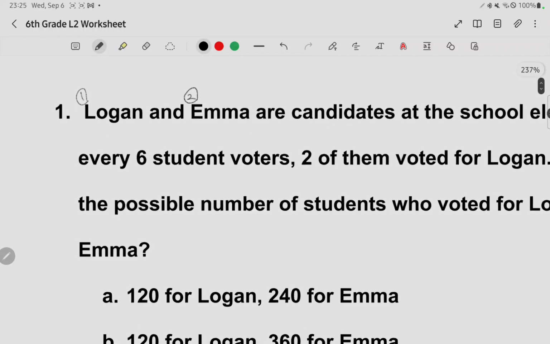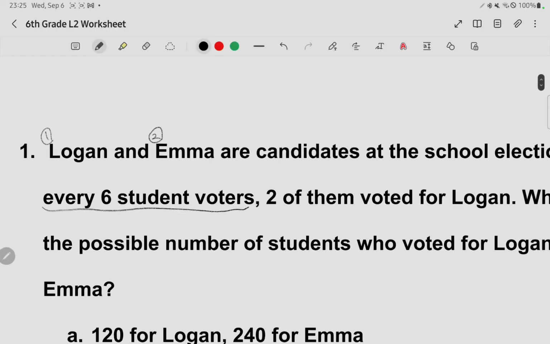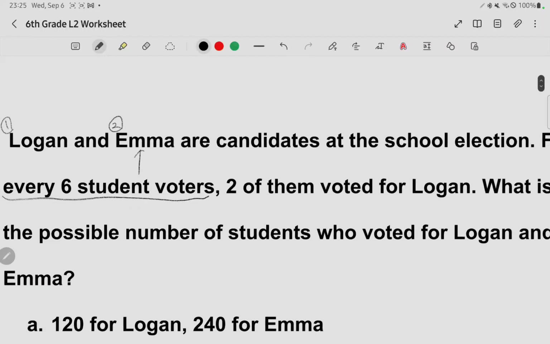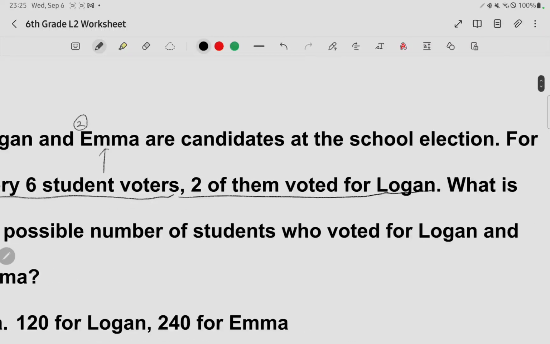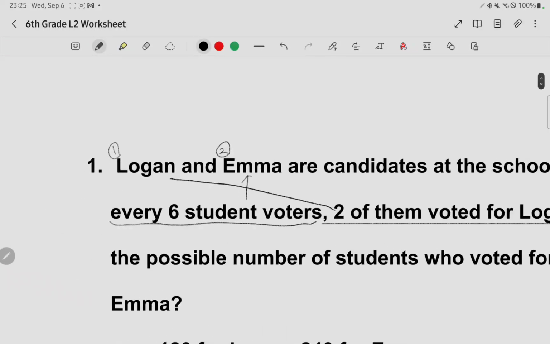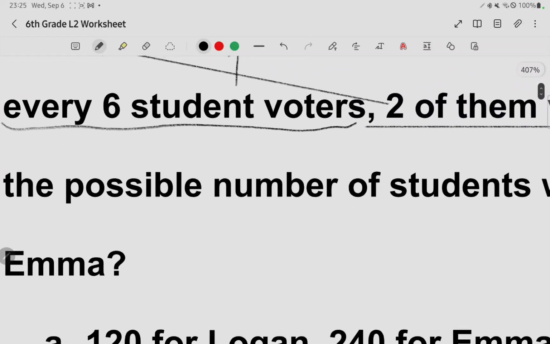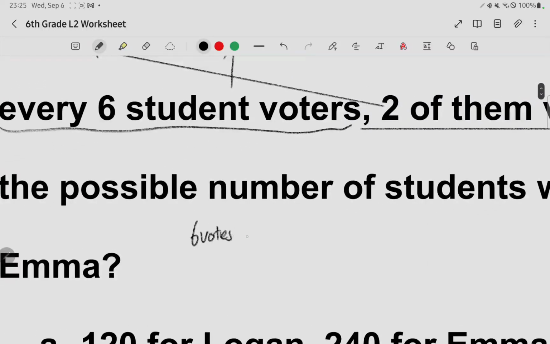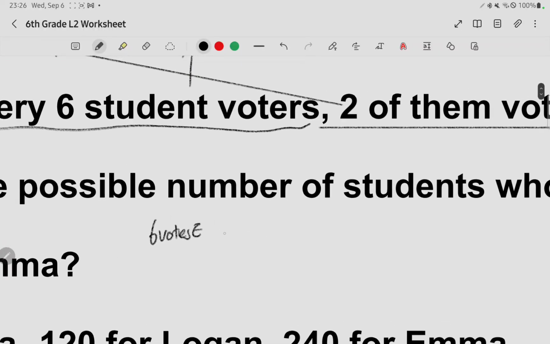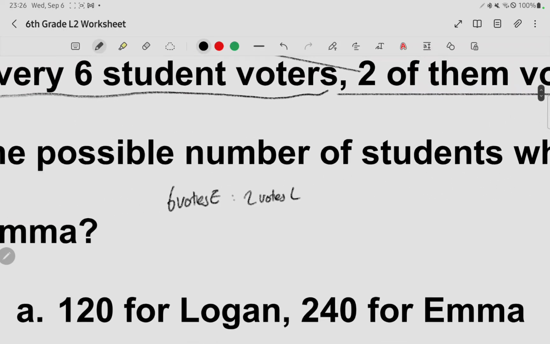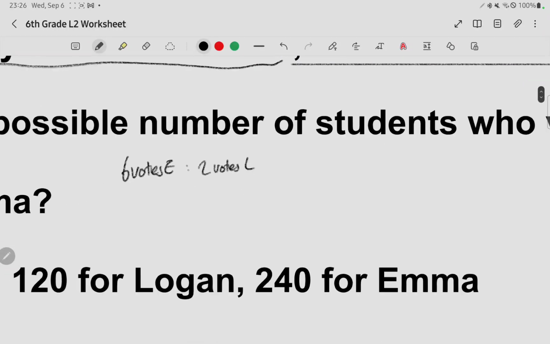Okay, so for every 6 student voters, this indicates that 6 students voted for Emma, and then 2 of them voted for Logan. So this sentence directly says that there are 2 people who voted for Logan. So the question is saying that 6 votes for Emma, or I can just abbreviate 6 vote E, E stands for Emma. There are 2 votes for Logan. Again, I'll abbreviate Logan as L.